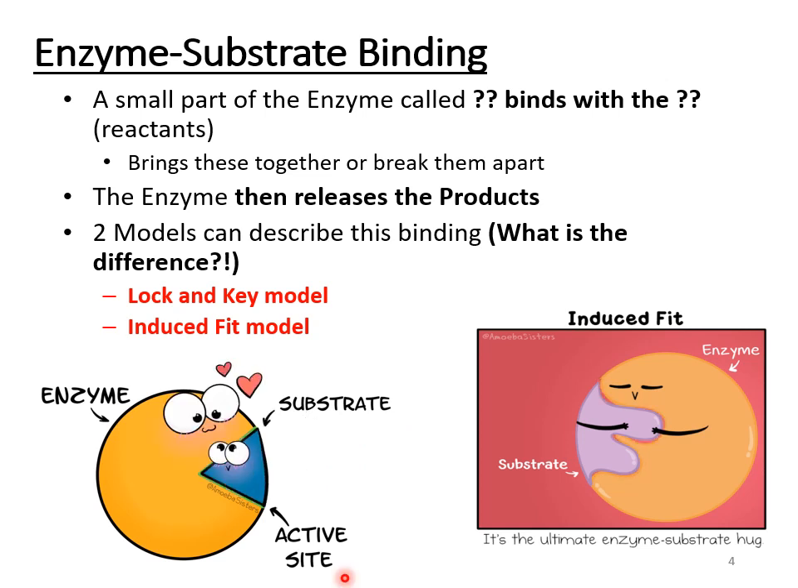Now, when we talk about enzymes, the critical aspect of enzymes, in order to work, they have to be able to bind a substrate. And so over here, when I have the question marks, I want you to fill in that a small part of the enzyme called the active site, so here it is over here, the active site, will bind with these substrates. And the substrates, which you see here in this little image, the substrates are the reactants.